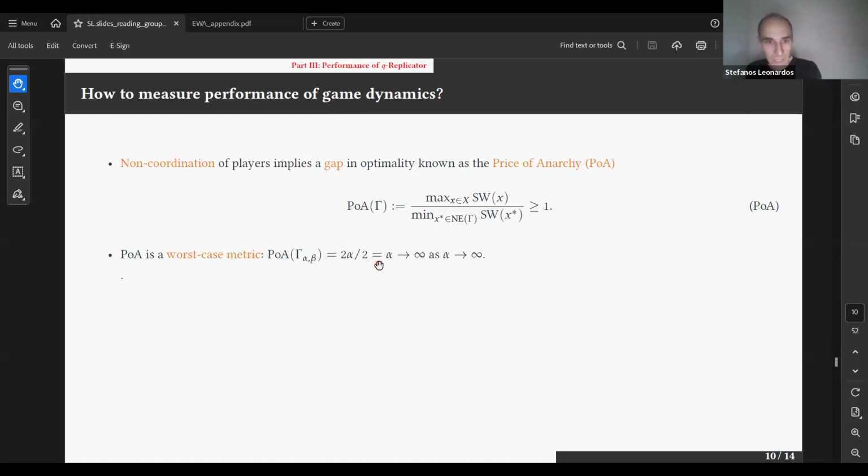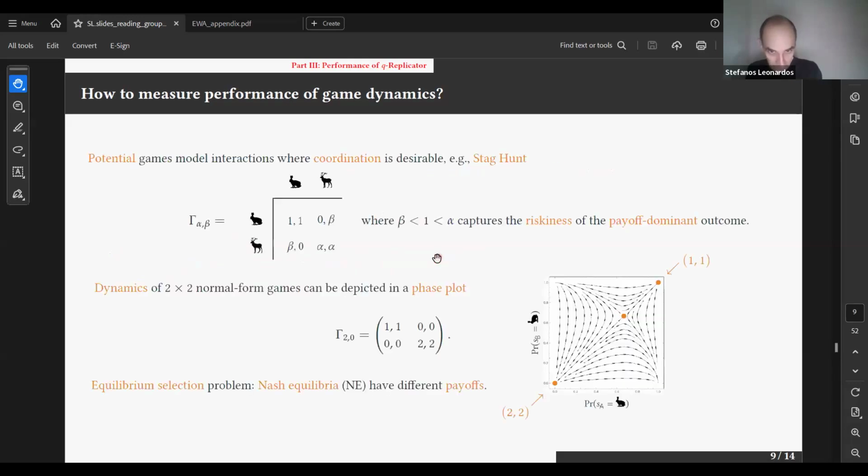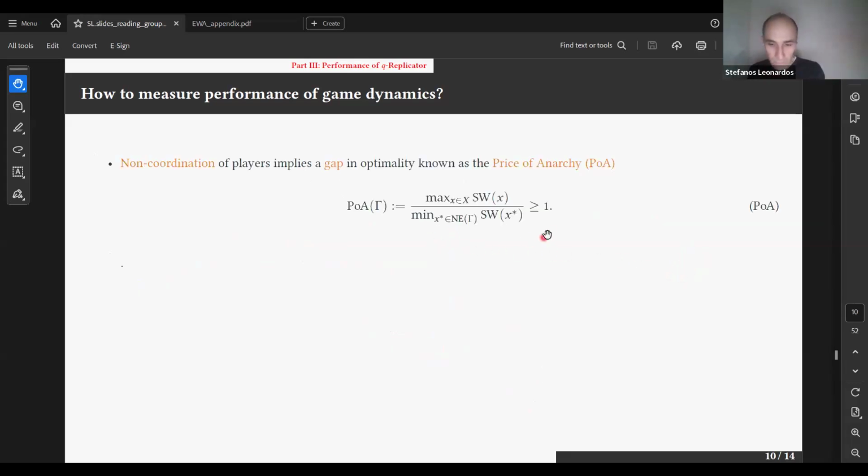So, for example, the price of anarchy in the game that we saw before, let's go on the previous slide. The best possible outcome in this game has a payoff of 4. So it's this one here. It so happens that it's a Nash equilibrium. It could be anything, but it has a payoff of 4. And the worst Nash equilibrium, let's focus on pure Nash equilibria here, has total welfare 2. So it's 4/2, it's 2.